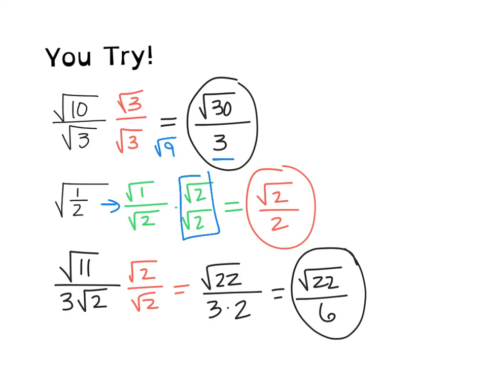And then the last one, just make sure you're careful here. Square root of 2 times square root of 2 is square root of 4. And then that equals 2. And then don't forget, you still have that times 3. 3 times 2 is 6. And then I have square root of 22 on the top, which no perfect squares go into square root of 22. So I am done.